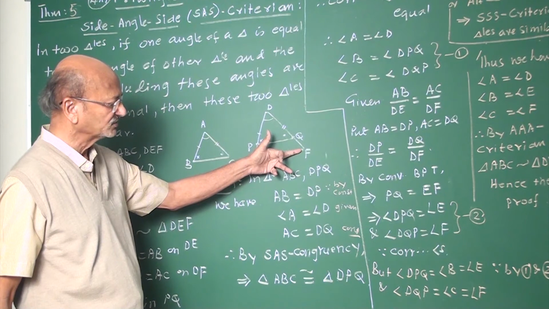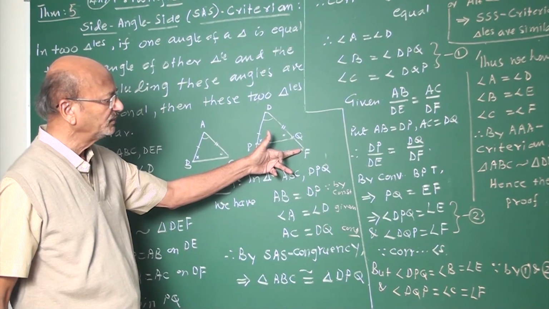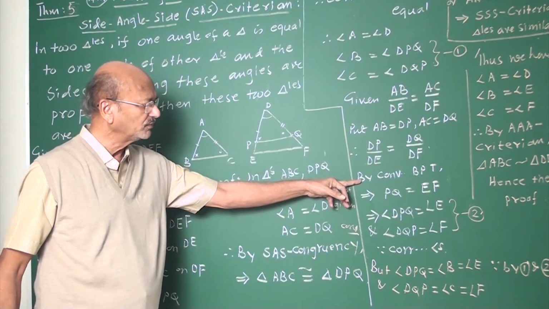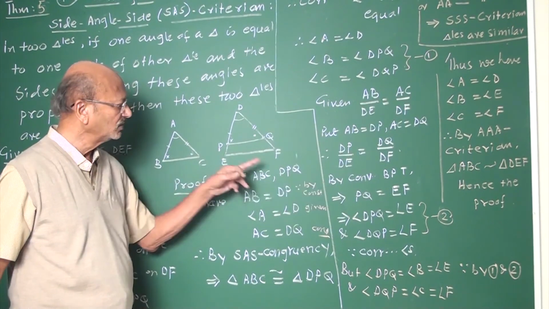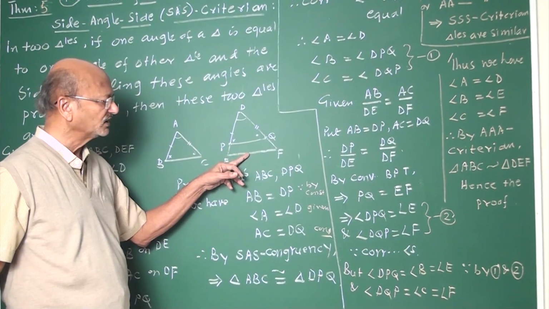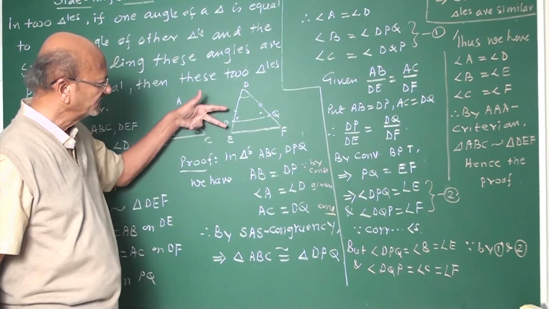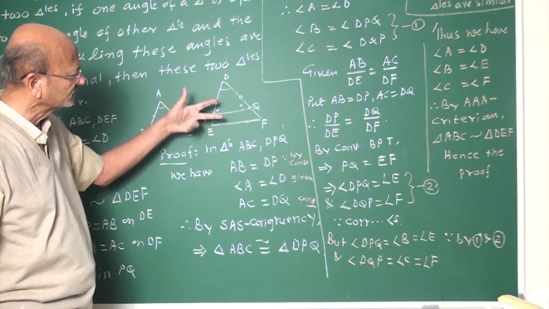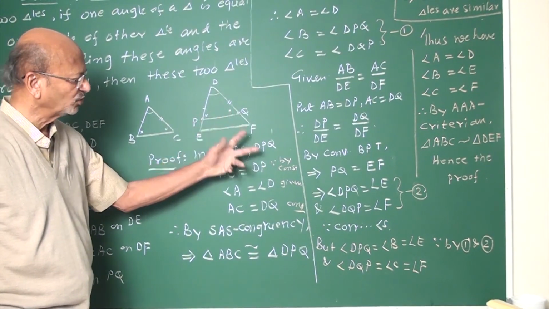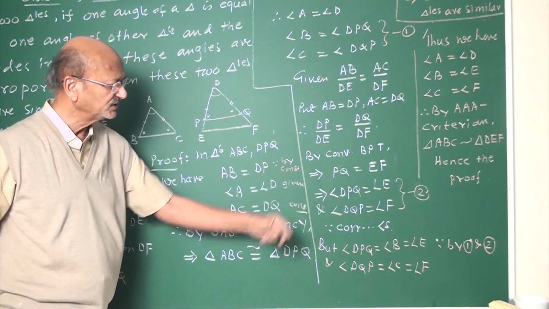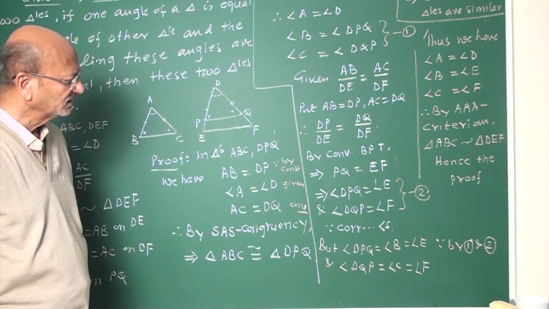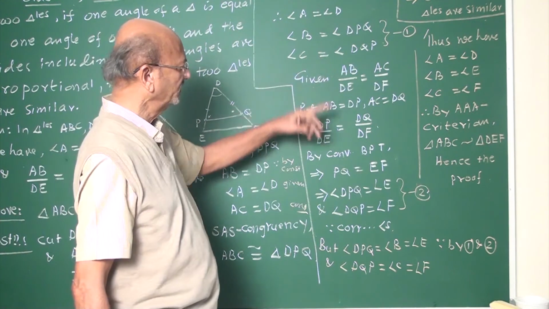Once again, my friends, by the converse of the BPT theorem, you have PQ parallel to EF. These are the two lines. Then these two angles are corresponding angles. I have written this. Name this as 2. Combining 1 and 2.